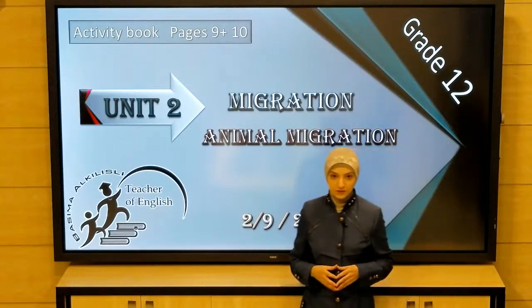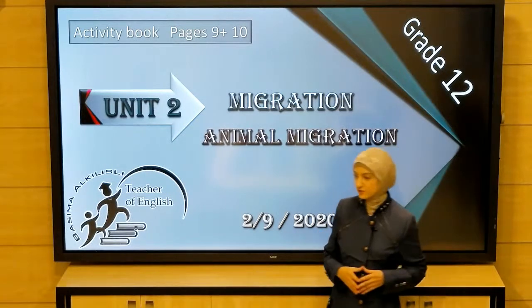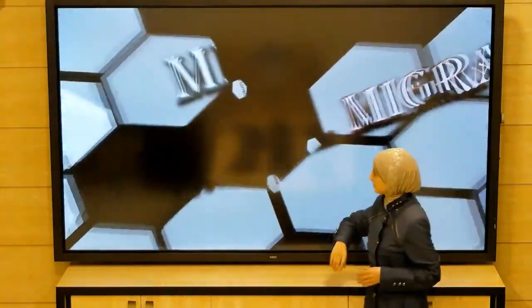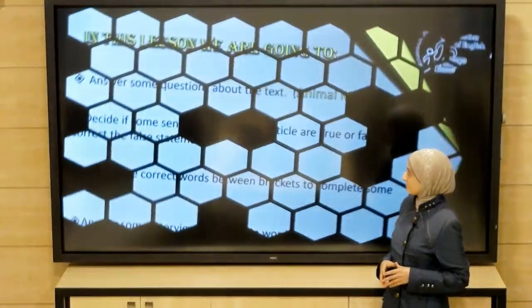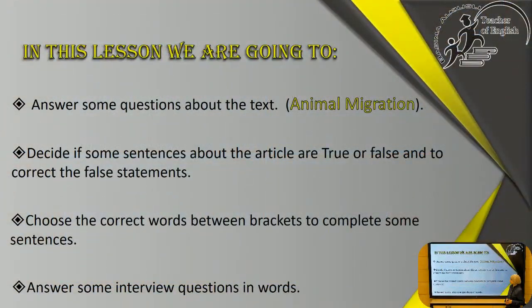Migration. Okay, in my previous lesson, I've talked about people migration. Today we are going to study animal migration. In this lesson, we are going to answer some questions about the text, animal migration, decide if some sentences about the article are true or false, and correct the false statements. Choose the correct words between brackets to complete some sentences, then answer some interview questions in words.